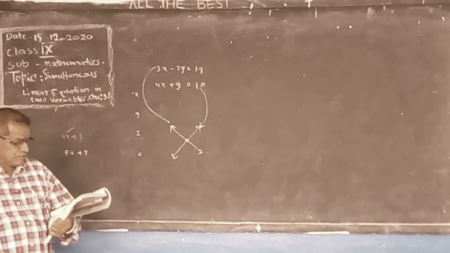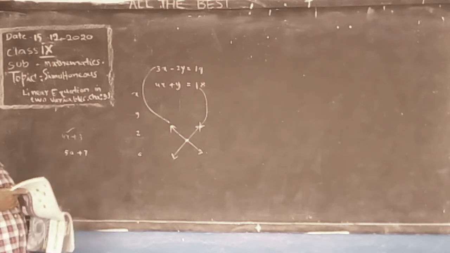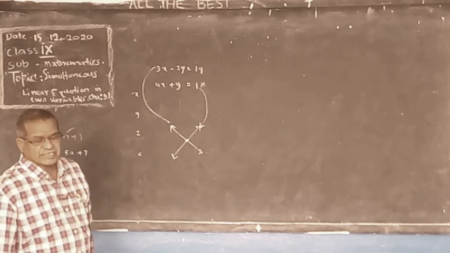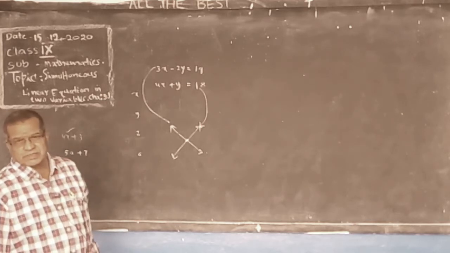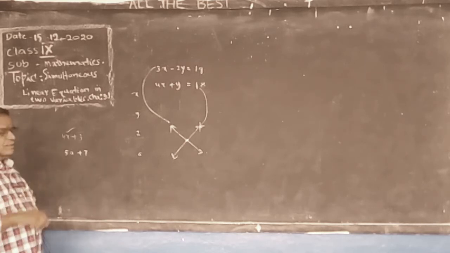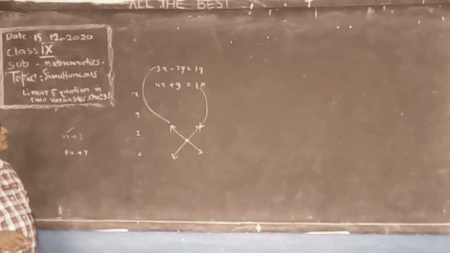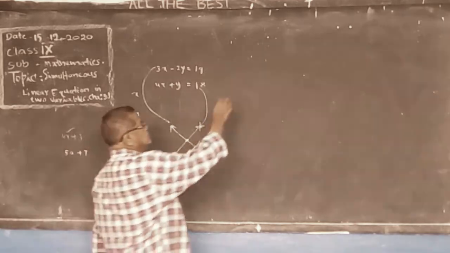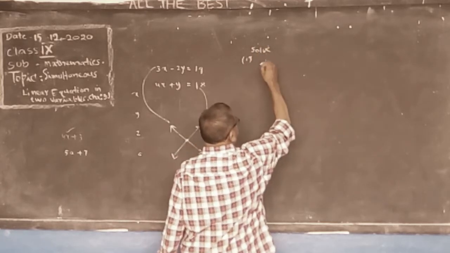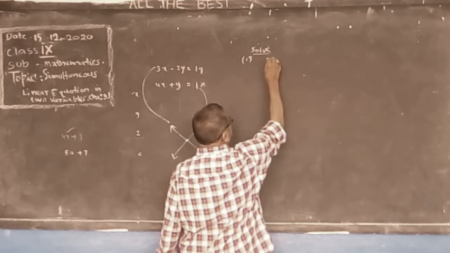In this exercise, we have to solve the equations. Solve the equations means we have to find the unknown variables, the x value and y value. There are two methods, but in this chapter now we are taking one. I am explaining only one method first. First one is the elimination method. Solve means find the value of x and y by the elimination method.